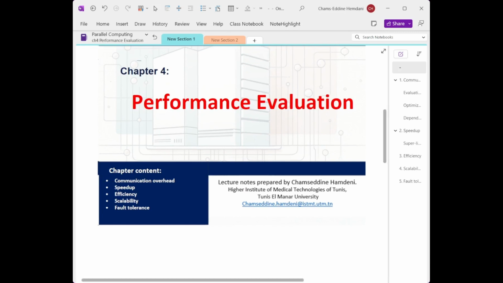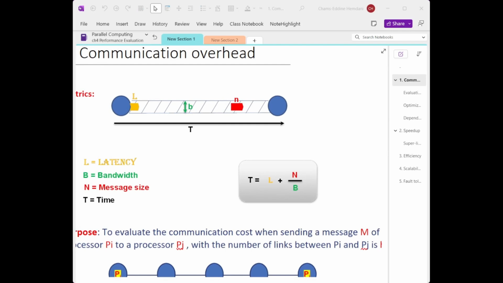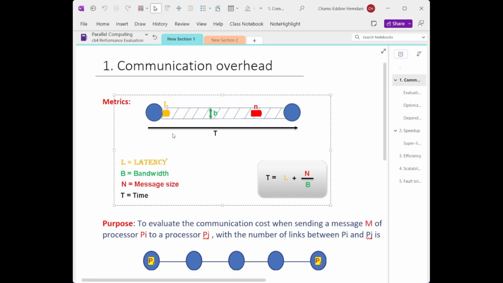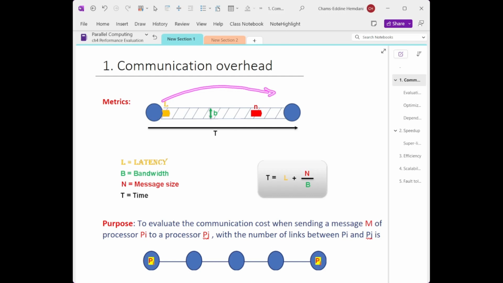We talked in chapter 2 about communication tools and communication topologies. Now we will quantify this. So the communication, let's take some metrics first. Consider this is a node and a message will be sent to this node. We have the latency, bandwidth, la bande passante, the size of the message, and the time needed to send the message.